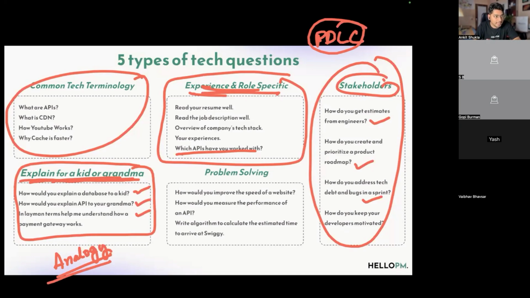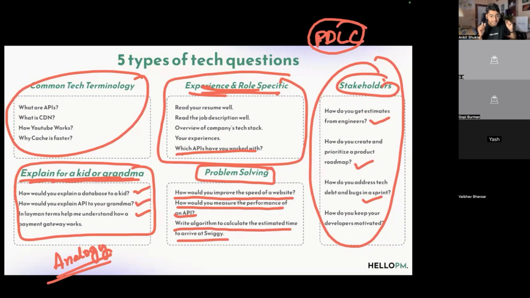Okay. And the last part is problem solving, which again is a skill of product sense, strategy, and issue trees, where people can ask you questions. How would you improve the speed of a website? How would you measure the performance of an API? Write algorithm to calculate estimated time to arrive at Swiggy. This tests your ability to think on the feet, right?